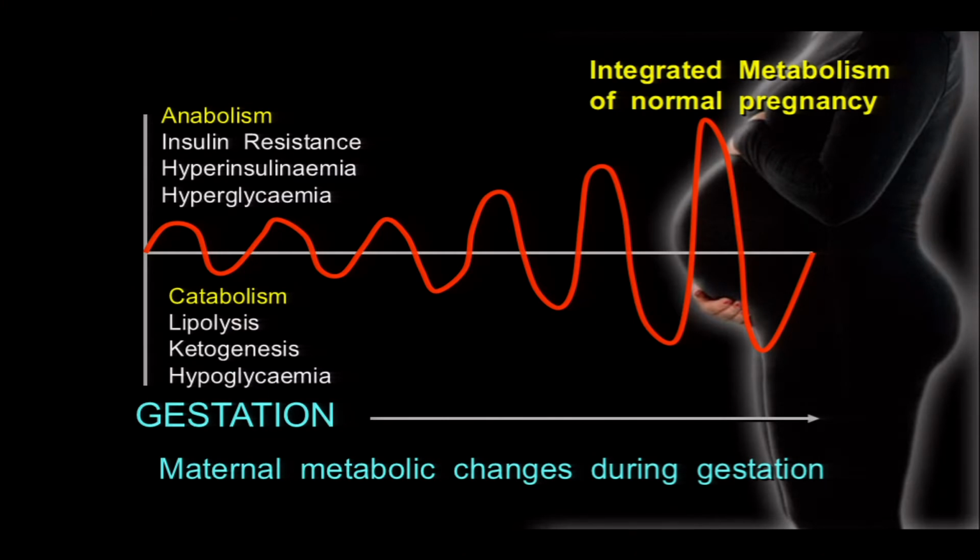If you integrate the whole metabolism of normal pregnancy, you will find whether it is anabolism characterized by insulin resistance, hyperinsulinemia or hyperglycemia, or catabolism characterized by lipolysis, ketogenesis or hypoglycemia. As gestation progresses, you will find the peaks and troughs in these changes widen, and you reach the peak during the 3rd trimester of pregnancy.